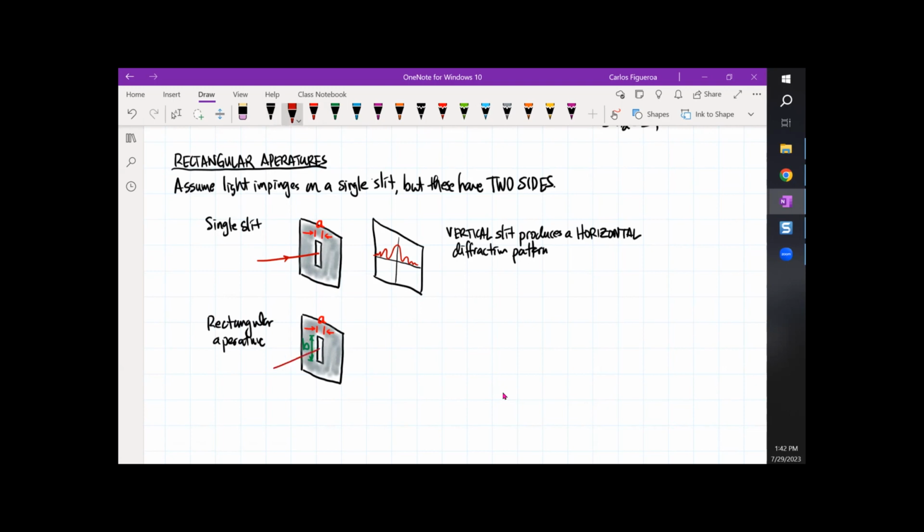So therefore, as light comes in and I see my screen here, there are two patterns at work. There's the pattern due to the horizontal one, which goes like this. But there's also a pattern vertically. So now we're saying that a horizontal slit produces a vertical diffraction pattern.